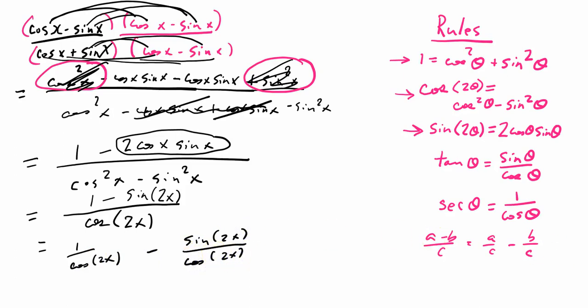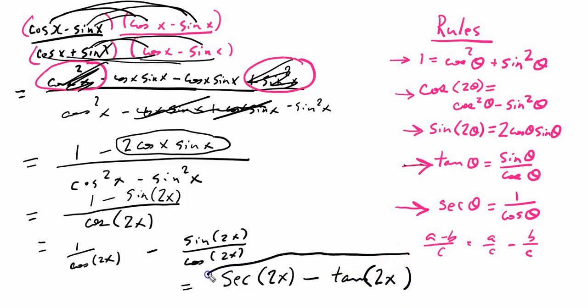Okay. Now, 1 over cosine gives you secant for this formula. So that first term is going to be equal to the secant of 2x. Then minus, and sine over cosine is equal to tangent. And so I can now write that as tangent of the argument, what's inside the parentheses, tangent of 2x. And this is the result that you were looking for.